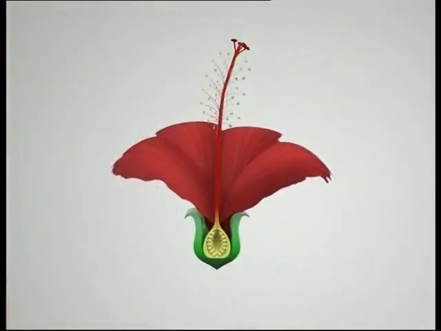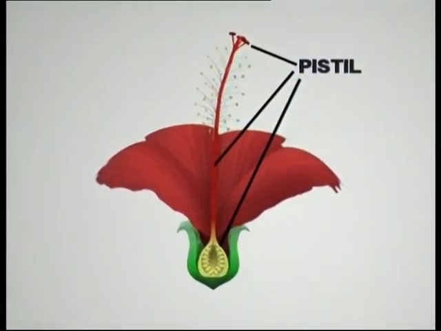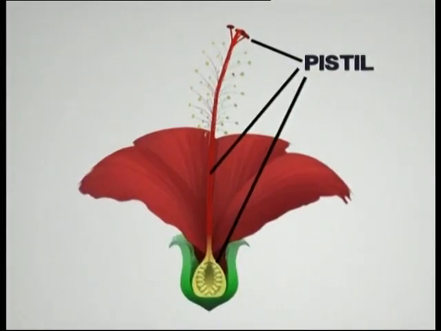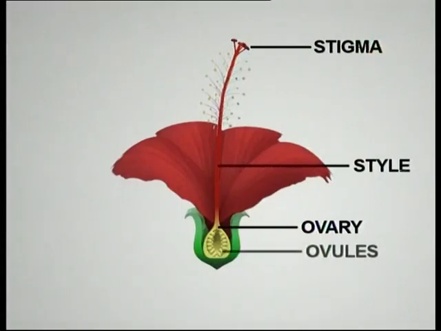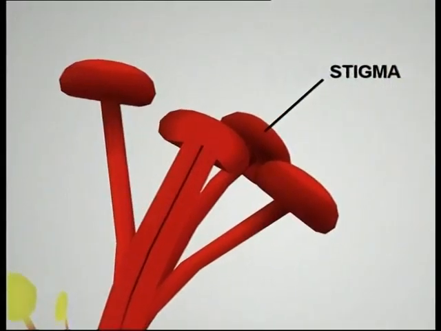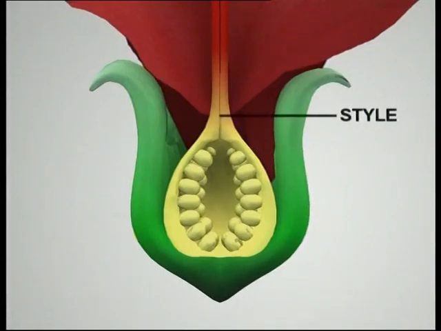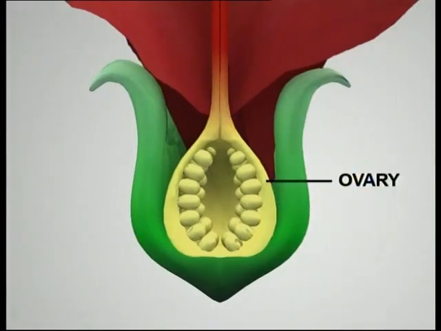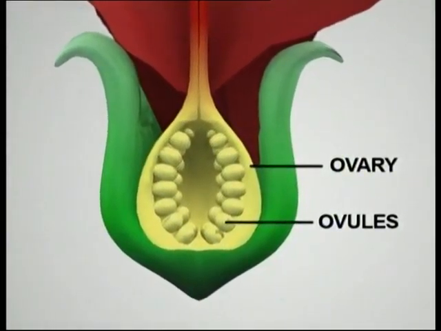Whereas the female reproductive organ of a flower is the pistil. Most flowers have only one pistil. The pistil consists of a stigma, style, ovary, and ovules. The stigma has a sticky surface to enable pollen grains to stick on it. The style connects the stigma to the ovary so that fertilization can take place. The ovary is the enlarged part of the pistil, which is like a sac filled with ovules. It contains the female gamete.